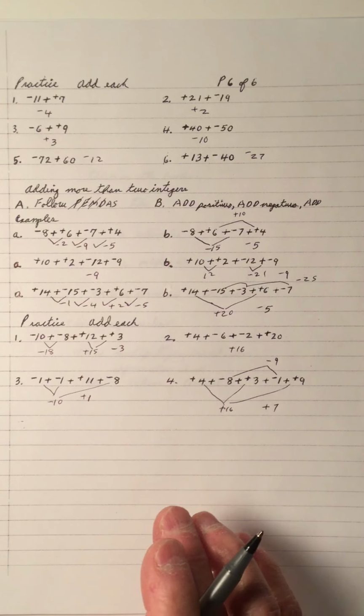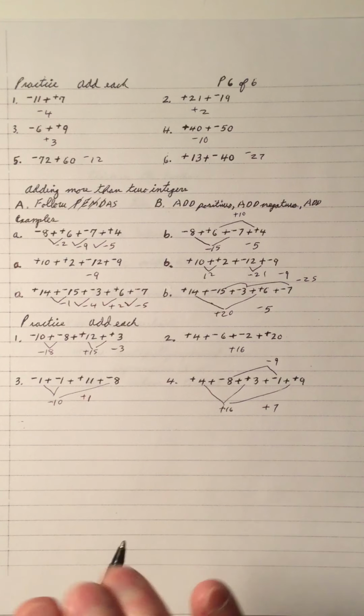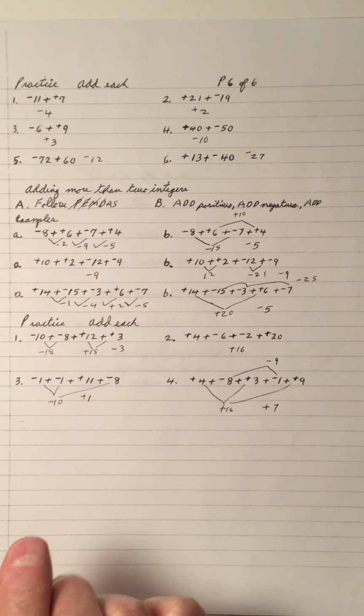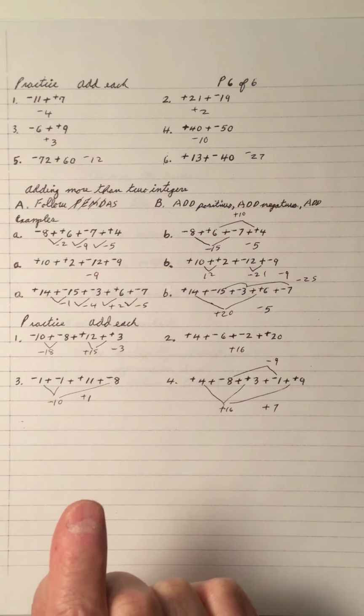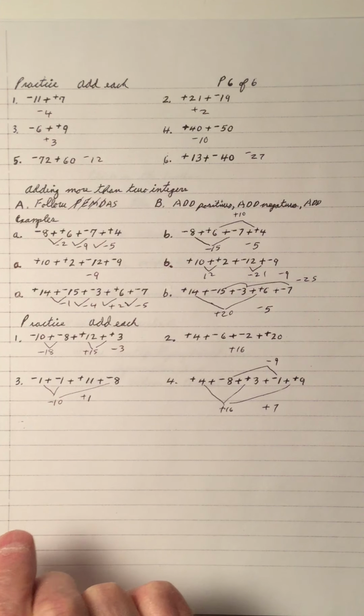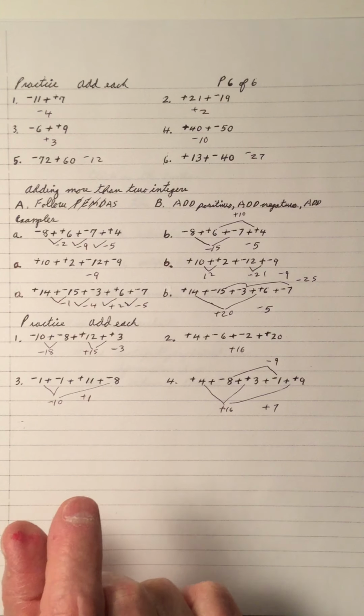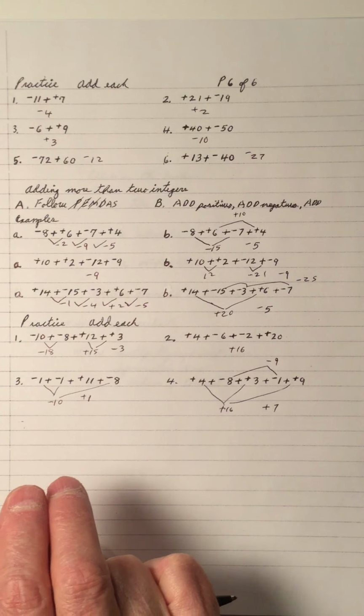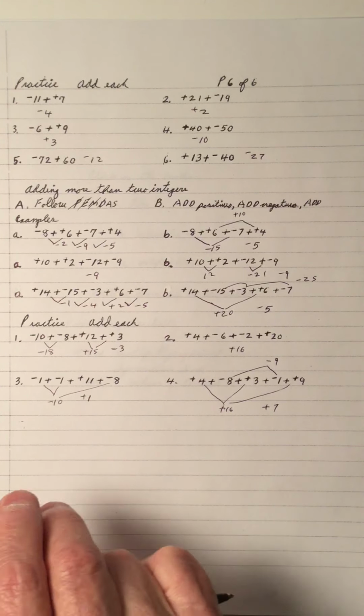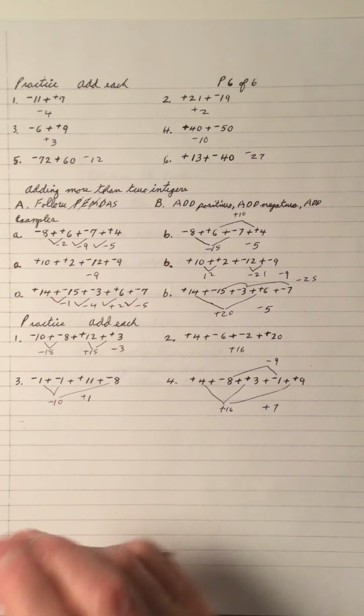But just be careful. Remember, when you're adding two positives, you add them up and take a positive. When you're adding two negatives, you add them up and take a negative. When you're adding a positive and a negative, you subtract the numbers and take the one which has the larger absolute value, which is the same as saying the one which has the more pluses or minuses.